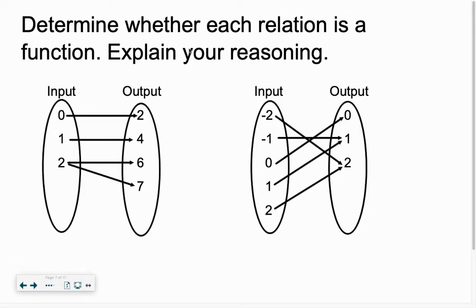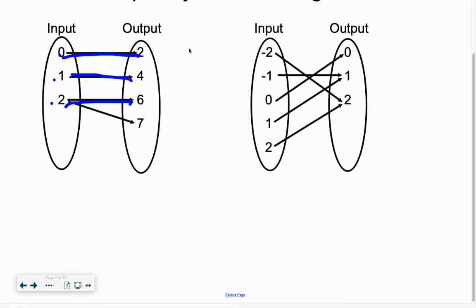That's what we're looking at. When we're looking here, does every input have exactly one output? Does the 0 only have one arrow? Yep. Does the 1 only have one arrow, one output? Yes. Does the 2 have only one arrow, only one output? No. Is that first one a function then? No.